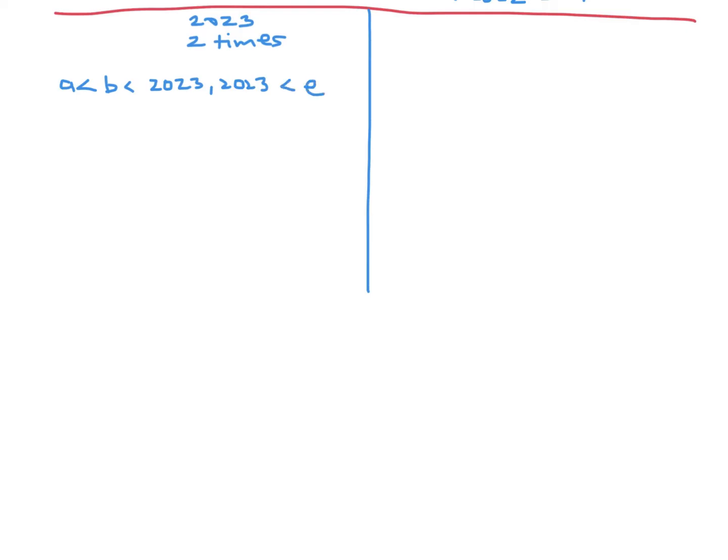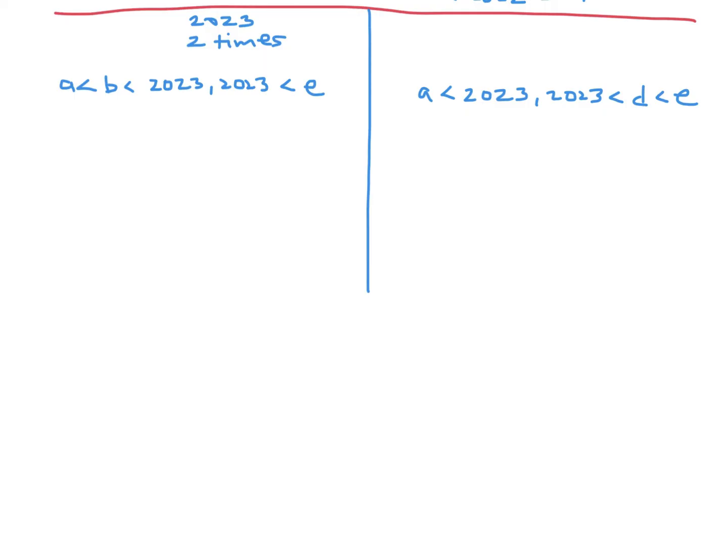So that's one way of doing it. Or the other way is putting one number as less than 2023 and the other 2 greater than. So those are our 2 options, 2 ways, I guess. Okay, so let's talk about the first one.